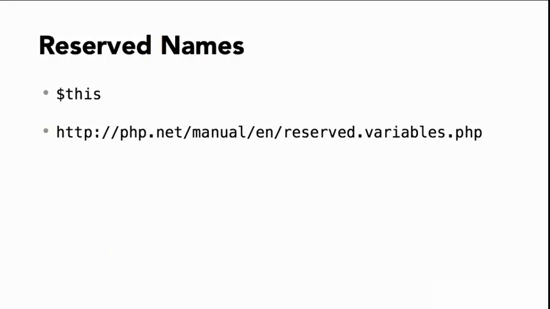As long as you follow those basic rules, you can name your variables just about anything you like, with a handful of exceptions. The variable this is reserved for use in PHP object-oriented scripts. You should also avoid using any of the predefined reserved variables listed at this URL on the PHP website. Most of them are PHP superglobal variables. We'll look at superglobals later in this course.